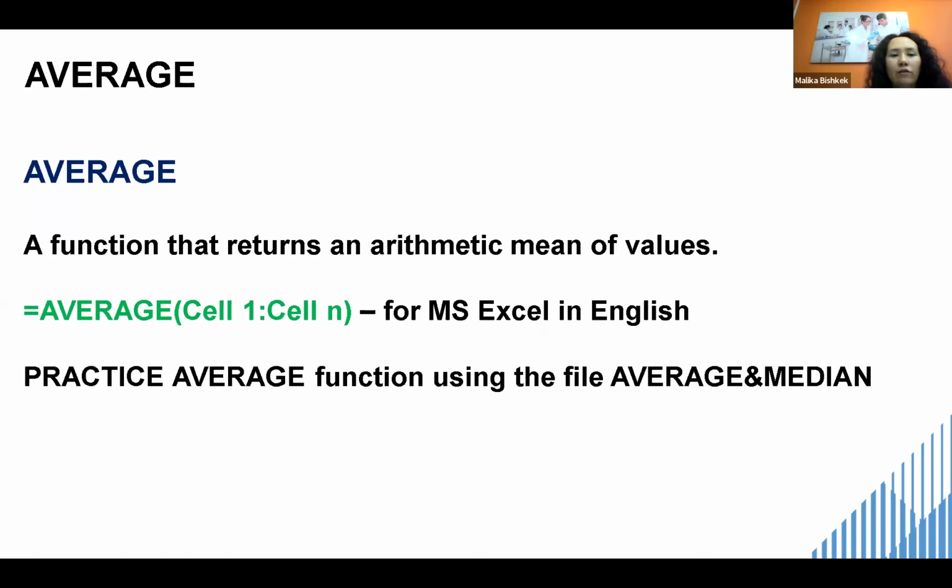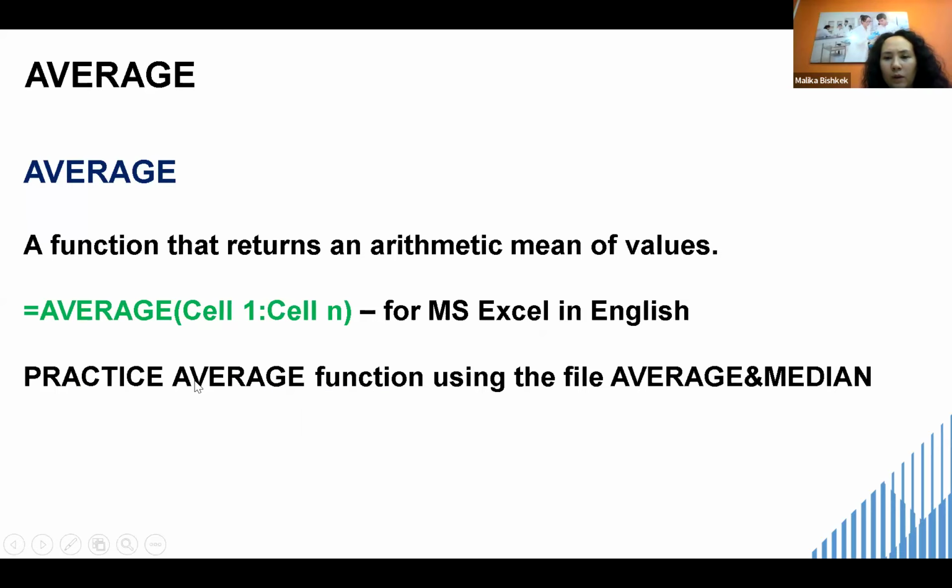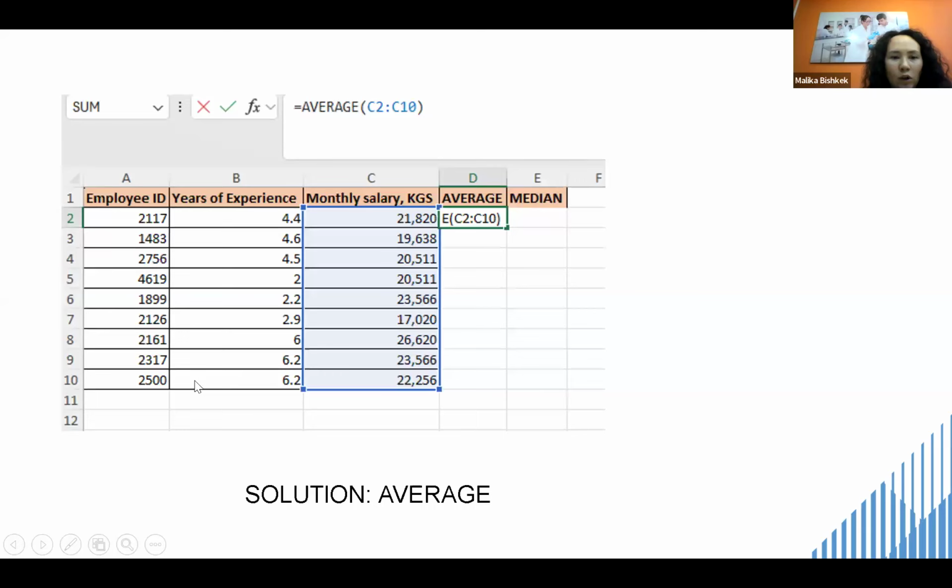And here is the average function, a function that returns an arithmetic mean of values. So you just write average and then select the relevant range that you need. And it will work for average and for median as well. You can practice it at home.